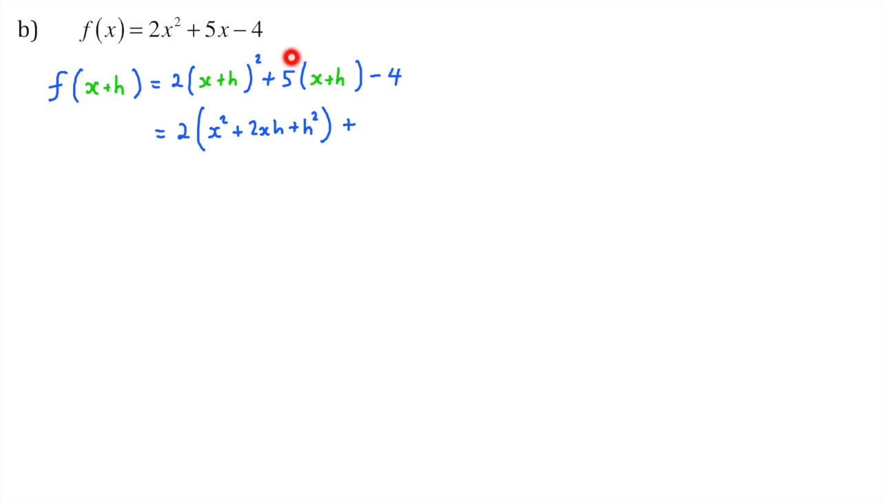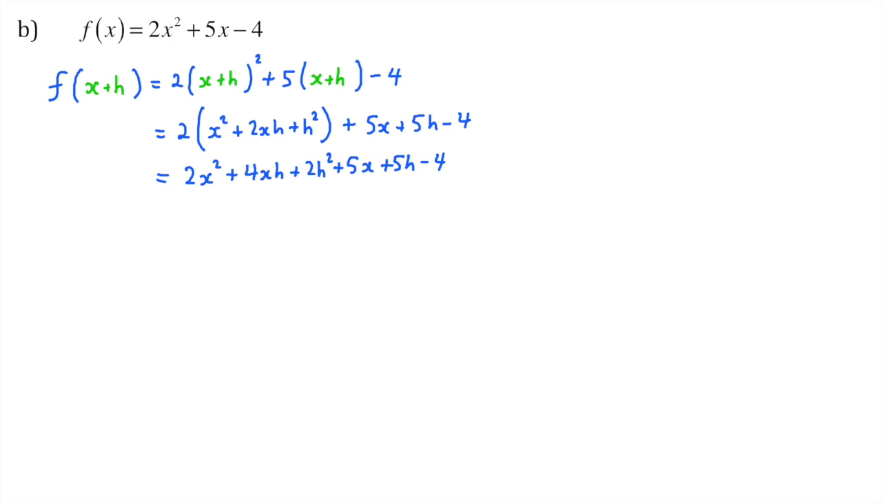Now, I'm going to look at this 5 and times it to x, and I'm going to look at the 5 and times it to h, and that will give me 5x and a plus 5h, take 4. I keep expanding now. I'm going to have to take 2 and multiply it to everything inside that bracket. So I get 2x squared plus 2 2's 4xh plus 2h squared plus 5x plus 5h take 4. Wow, that's quite a mess, isn't it?